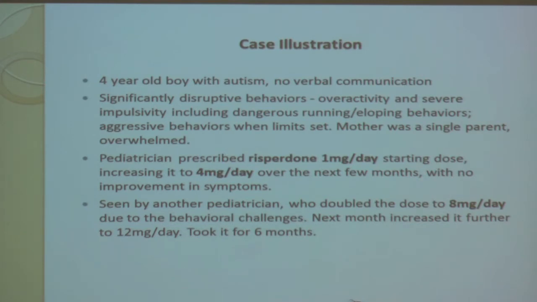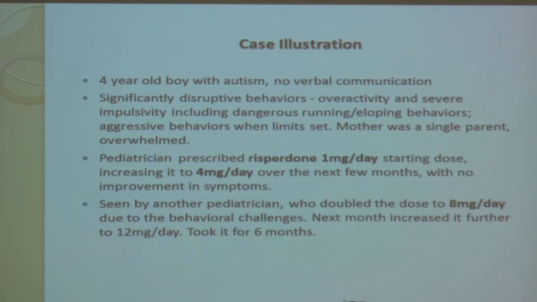Because there was a long wait, she had put her child on the waiting list about 1.5 years before he was actually seen. In the interim, the child was having a lot of problems, so she took him to the pediatrician. The pediatrician had some familiarity with psychotropic medications, so he started this child on 1 milligram of risperidone a day, which is debatable in a child who's 4 years old, and I'll explain that later. Progressively, it was increased to 4 milligrams per day over the next few months.